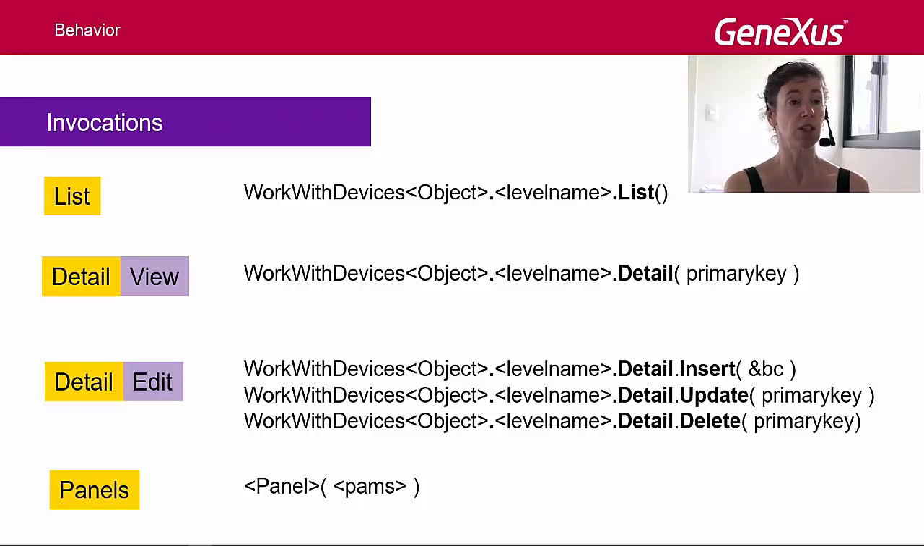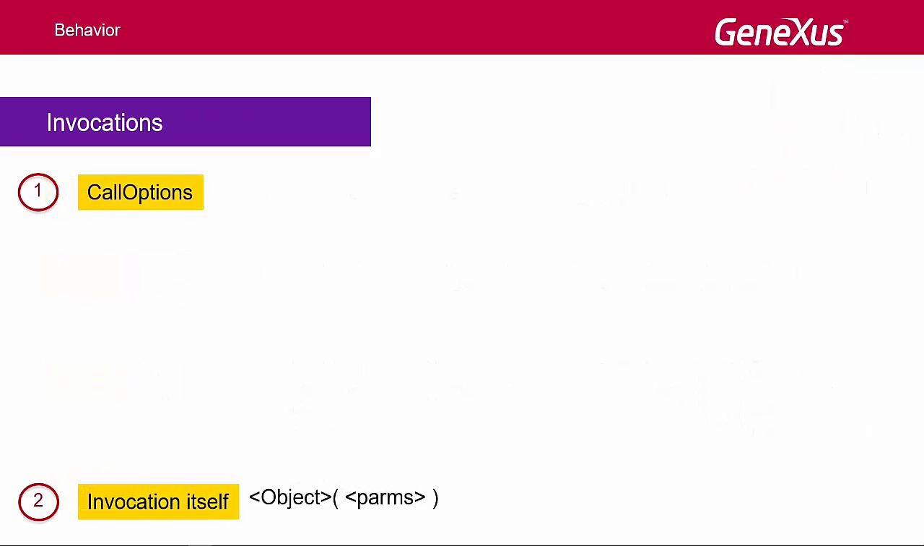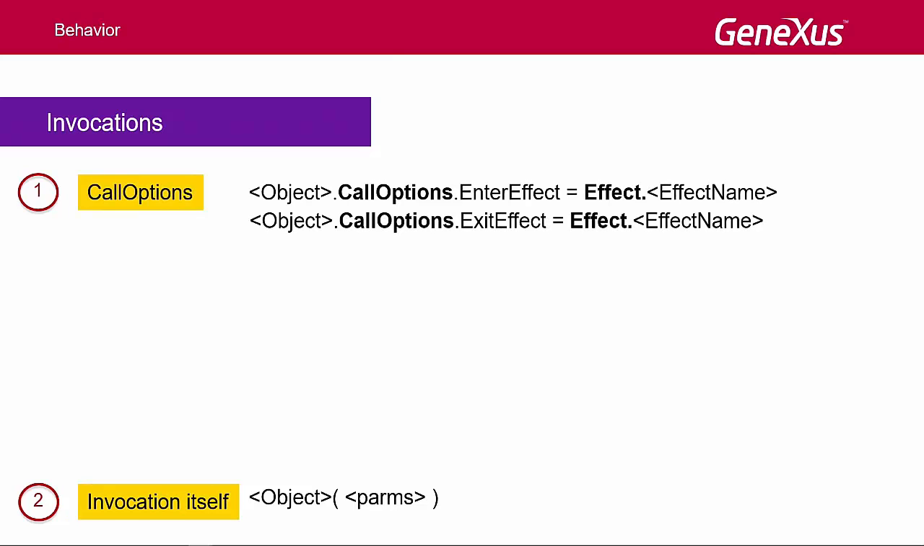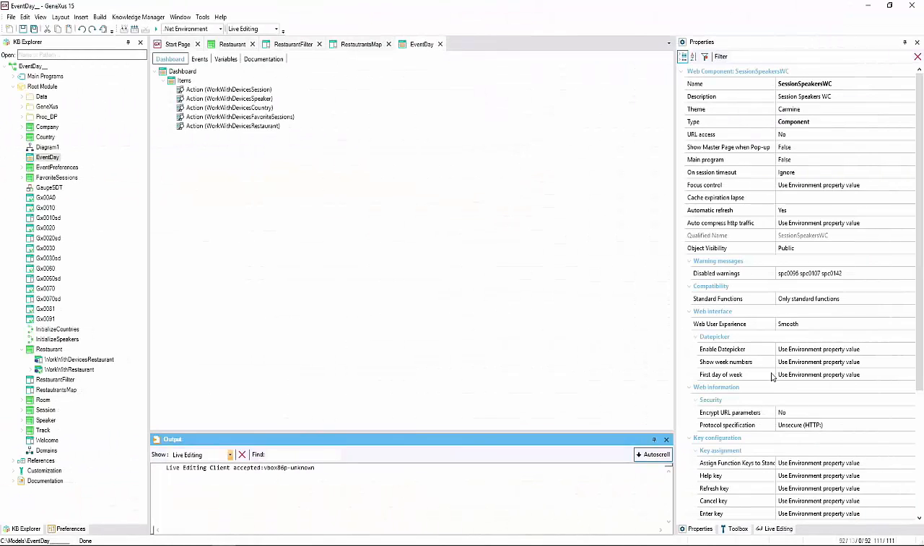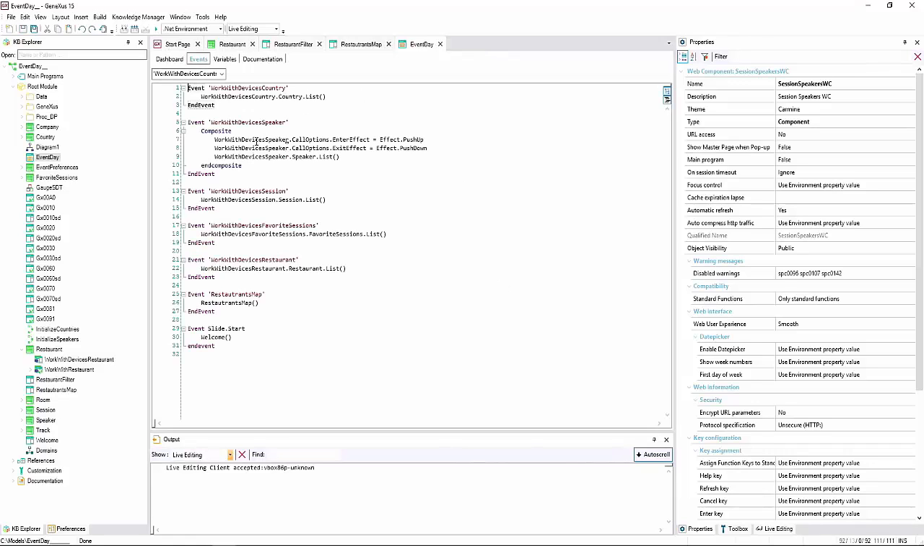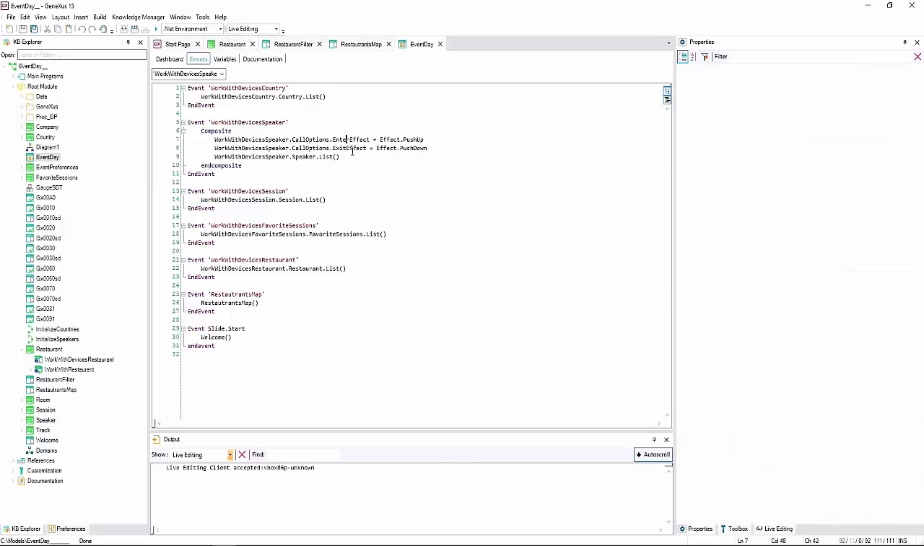Okay, we also have the invocation to the panels, which is exactly the same as the invocation to any other GeneXus object. In addition to invoking the object, we can do so by previously setting, at runtime, the entry and exit transition for the user interface of the screen called. Note that effect is a predefined domain whose values are the transition effects supported by GeneXus. For example, in GeneXus, I'll show you how, in the dashboard, among the events, we program the call options, the entry and exit effect, for the invocation to the speaker work with the list.